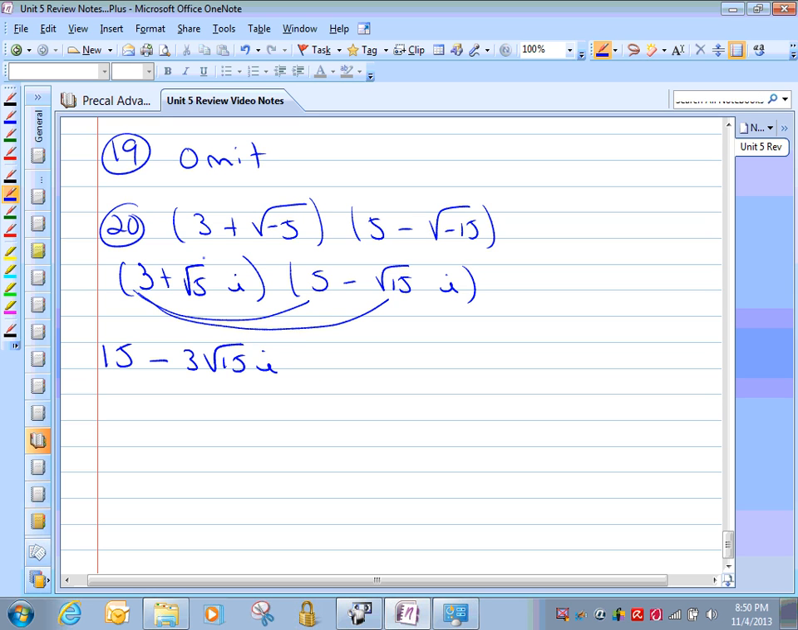All right, and then we have positive times positive. So positive square root of 5i times 5 would be positive 5 square roots of 5.